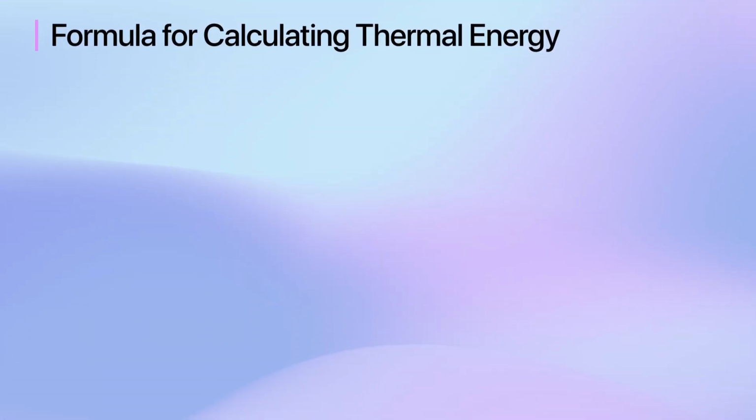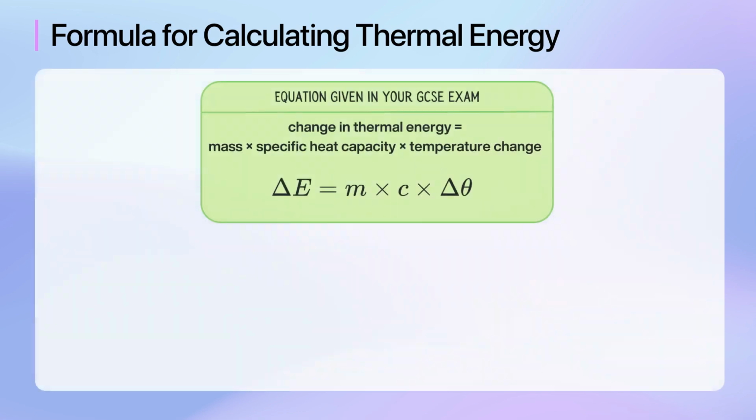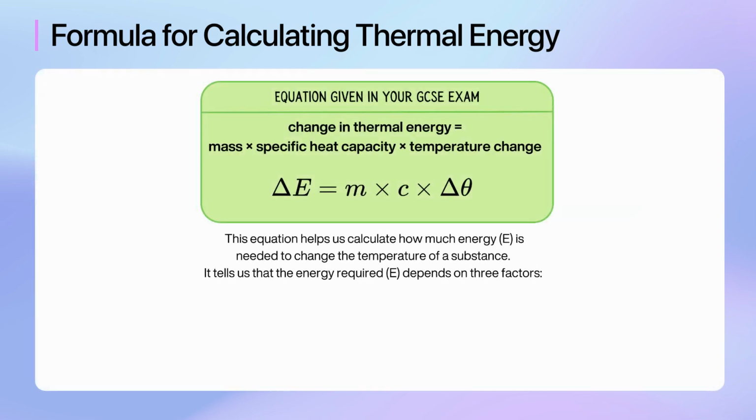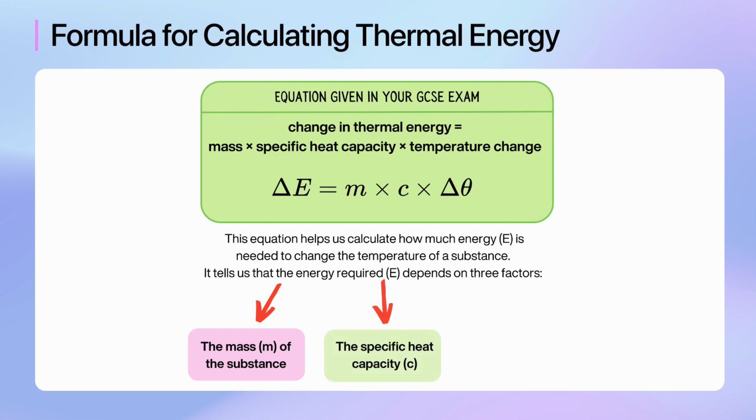Now let's move to an important equation that uses the concept of specific heat capacity, E equals mc delta theta. This equation helps us calculate how much energy E is needed to change the temperature of a substance. It tells us that the energy required depends on 3 factors: the mass, m, of the substance, its specific heat capacity, c, and the change in temperature, delta theta.